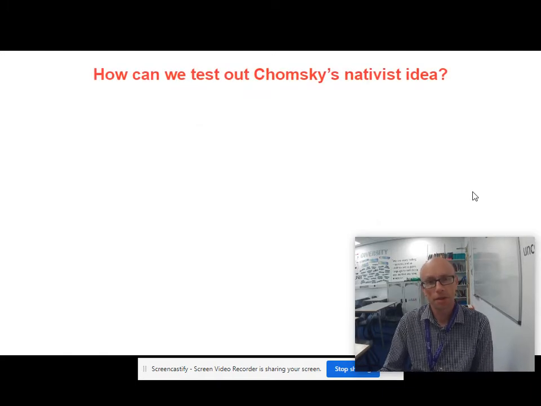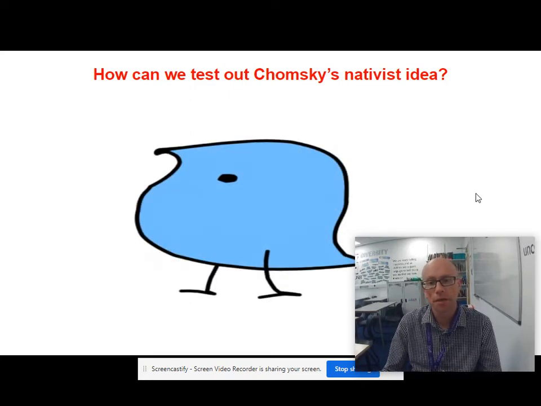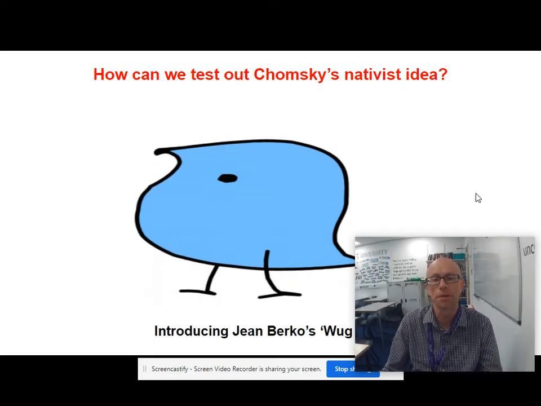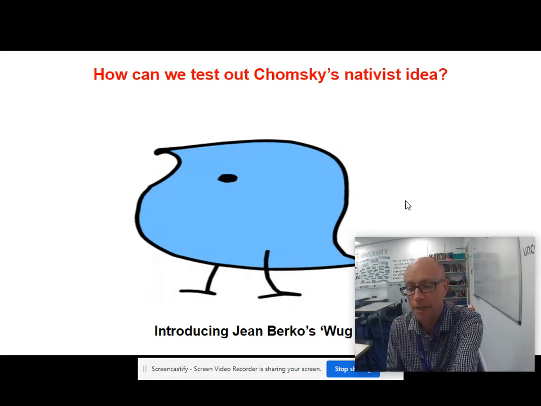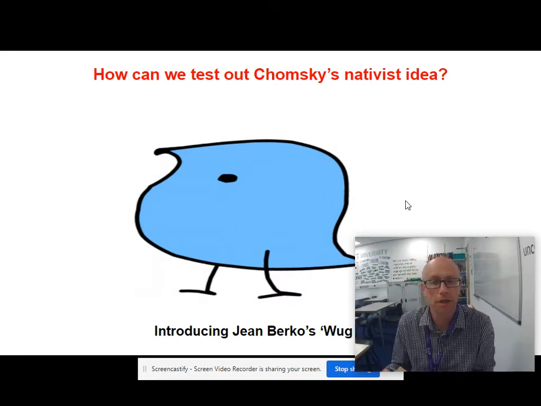Now, obviously you have to test out research ideas. And we mentioned there about Chomsky and his nativist ideas. So here's an interesting test that a researcher called Jean Berko came up with. And this is a WUG. This is the famous WUG test, which has been around for decades, and was first come up with in 1958. I am now going to inflict upon you the WUG test.